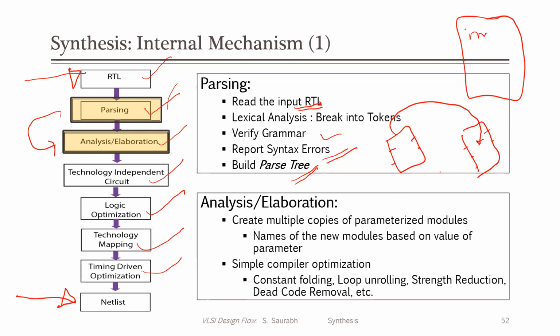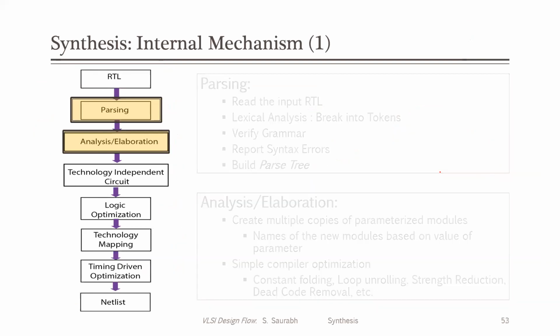And there is something called parameters in Verilog, and based on those parameters, new modules can be created. And also in this analysis and elaboration phase, there will be some compiler-based optimization. These kinds of optimizations are the same as those done by the compiler on your C or C++ code. For example, constant folding, loop unrolling, and so on.